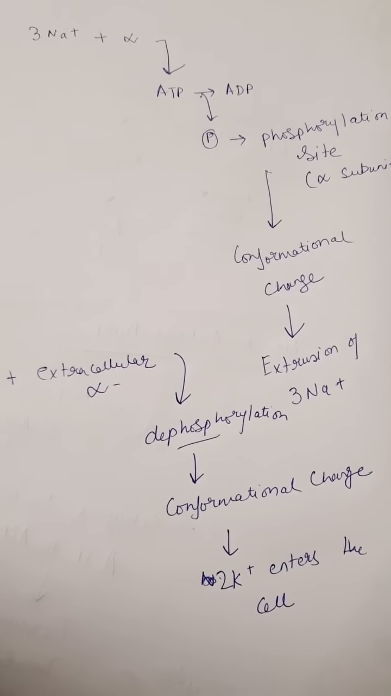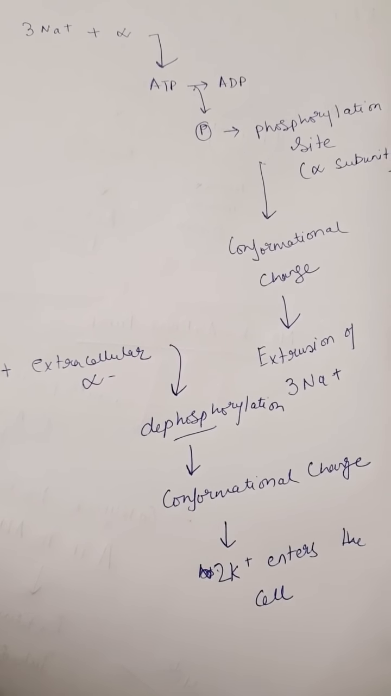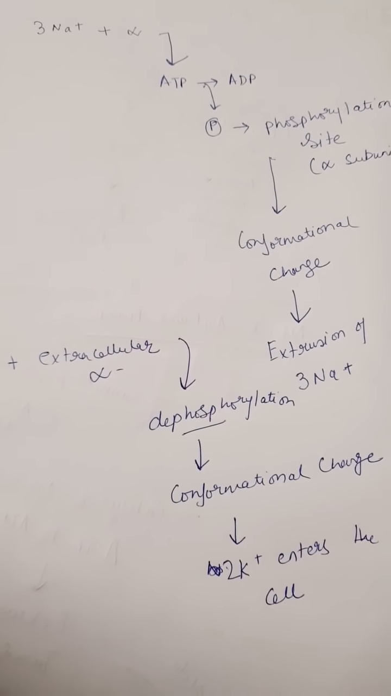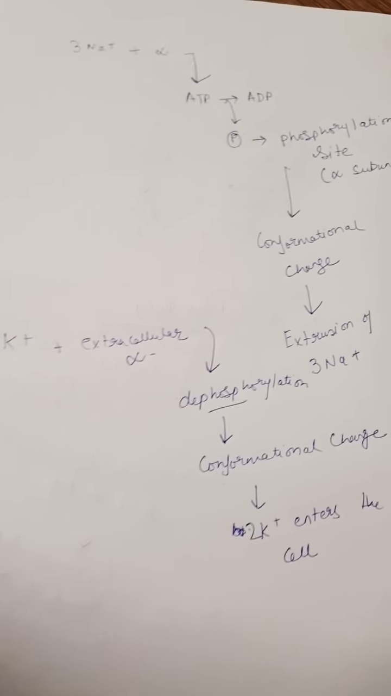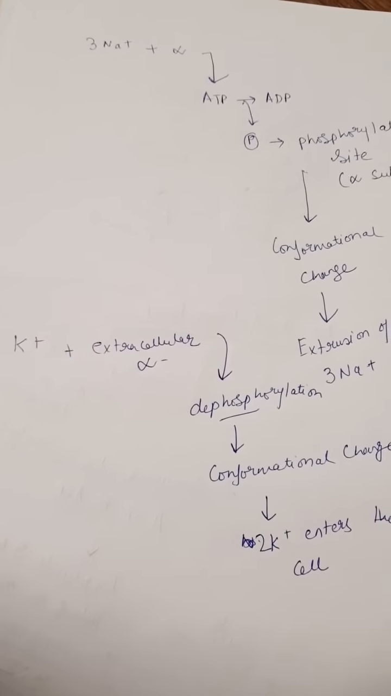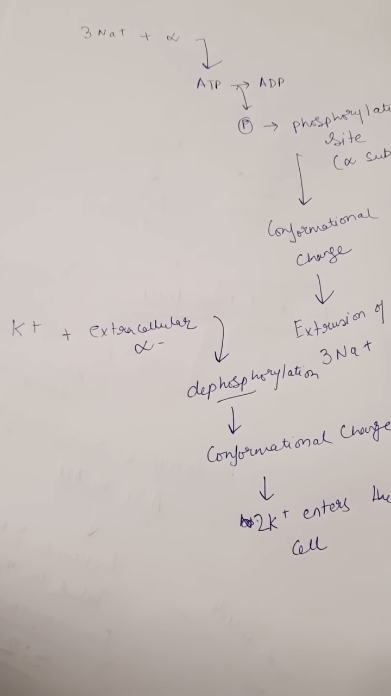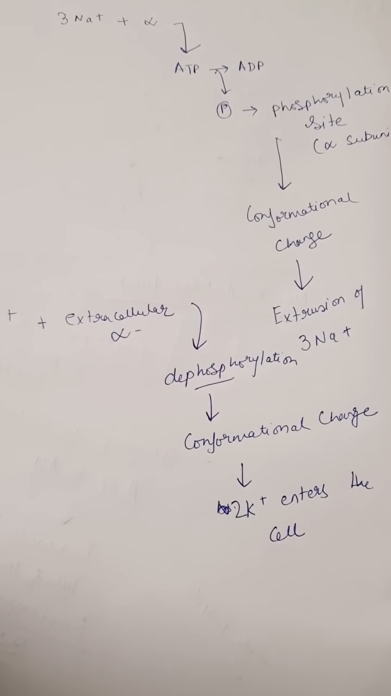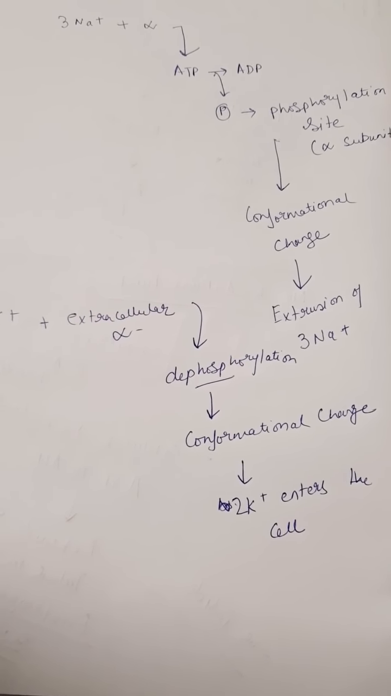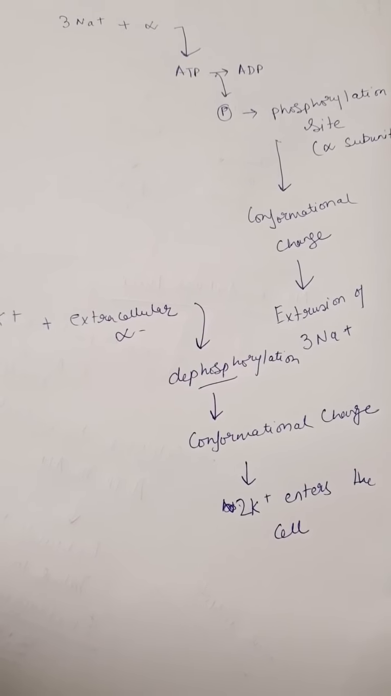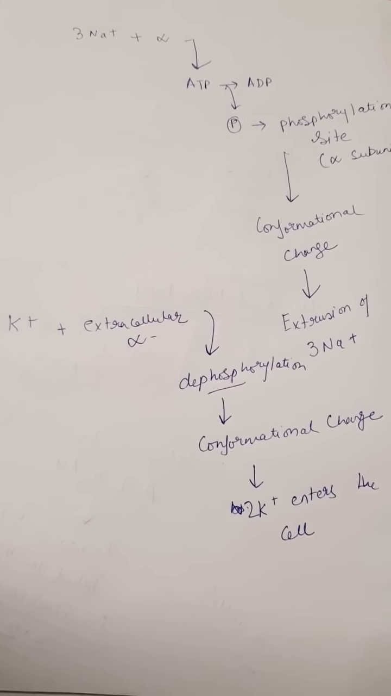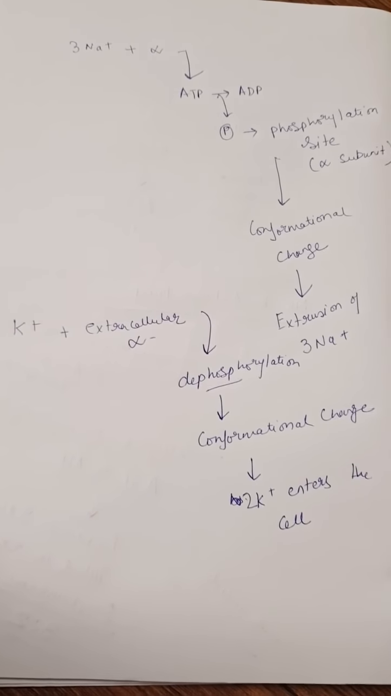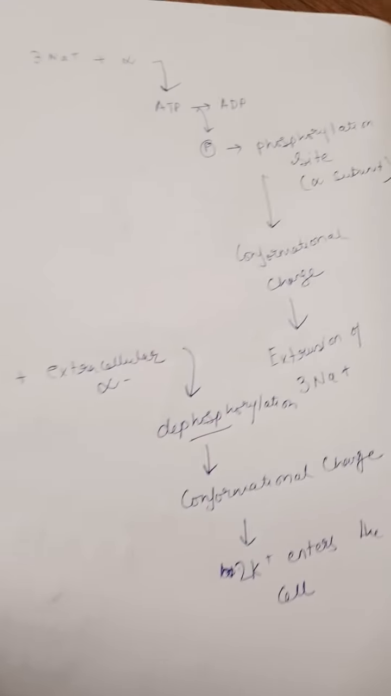Okay, so the sodium binds to the intracellular site, and due to phosphorylation, the conformational change occurs and sodium is extruded into the outside of the cell. Now the potassium binds to the extracellular site, causes dephosphorylation, leading to conformational change, and finally the potassium enters the cell. Okay, so this was the process in brief of how sodium potassium exchange occurs.